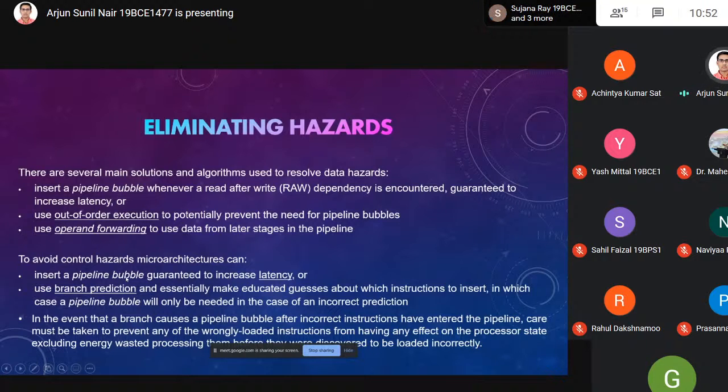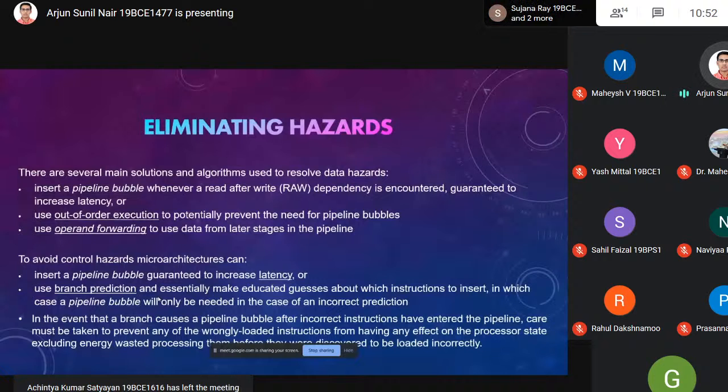The pipeline bubble is the most efficient way of eliminating any kinds of hazards in pipeline execution, although it increases the latency. Or use branch prediction. Branch prediction is much more recently developed, where the processor predicts what the next instruction will be, and if it is right, then the pipeline execution will be much faster and more efficient. But if it is wrong, then a pipeline bubble will be inserted, so that even though a wrong instruction was predicted, there will be a gap, so that the next correct instruction can be executed properly.